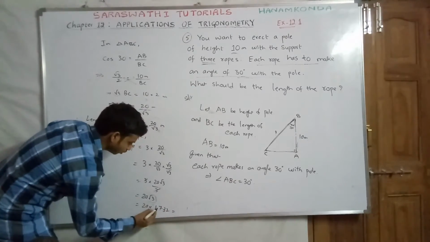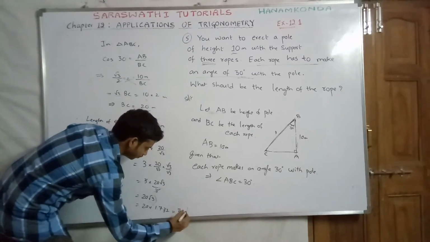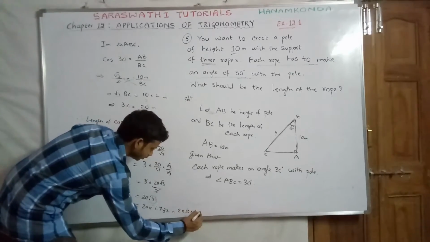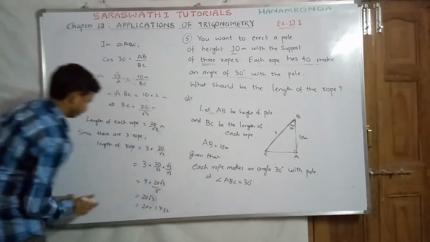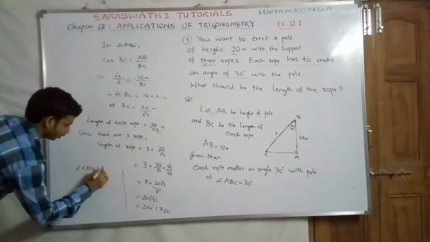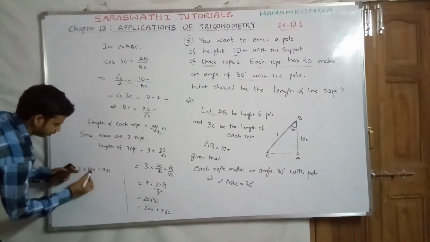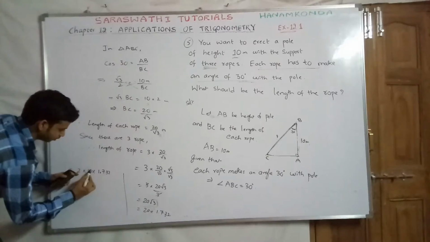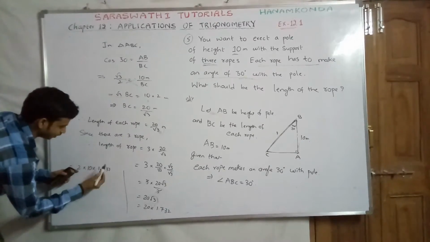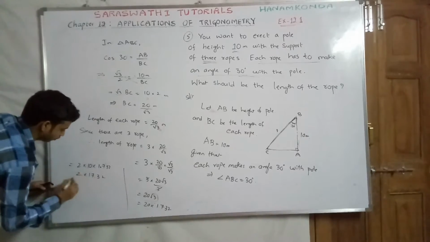Okay. So 20 into 1.732. That means we can write this 20 as 2 into 10 into 1.732. So 20 is written as 2 tens. That means 10 into 1.732 shifts the decimal point one digit to the right side. That means 17.32 into 2.